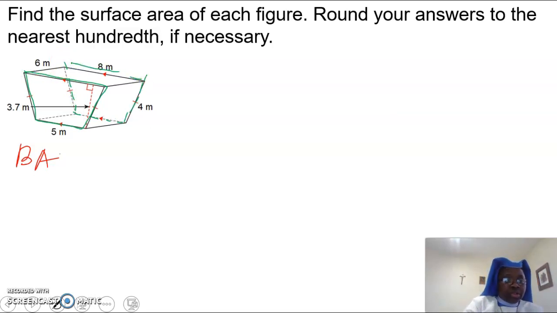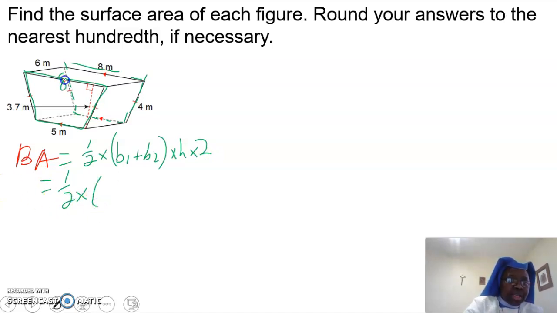The area of a trapezoid is one half times base 1 plus base 2, put that in parentheses, times the height. Because there are two, we are going to multiply by 2. So it's one half times, the bases are the ones that are parallel, so 5 and 8. So 5 plus 8, and then times the height. Now the height is not 4. The height has to be perpendicular to the two bases, so it's 3.7, and then times 2.